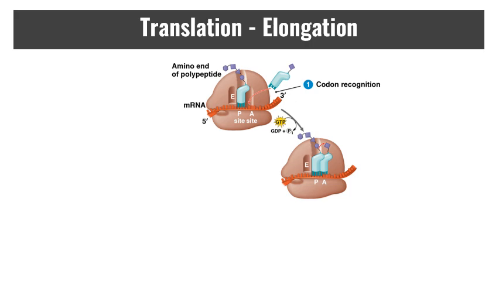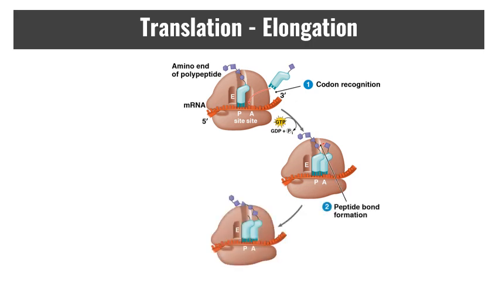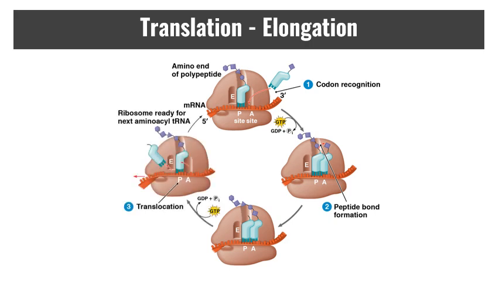So the structures are here. The new tRNA will come in. There will be codon recognition. Energy will cause the binding to the proteins. That will then lead to peptide bond formation. Energy will then be used to translocate, moving the tRNA that is now carrying the protein to the P site, and the previous one will leave through the E site.